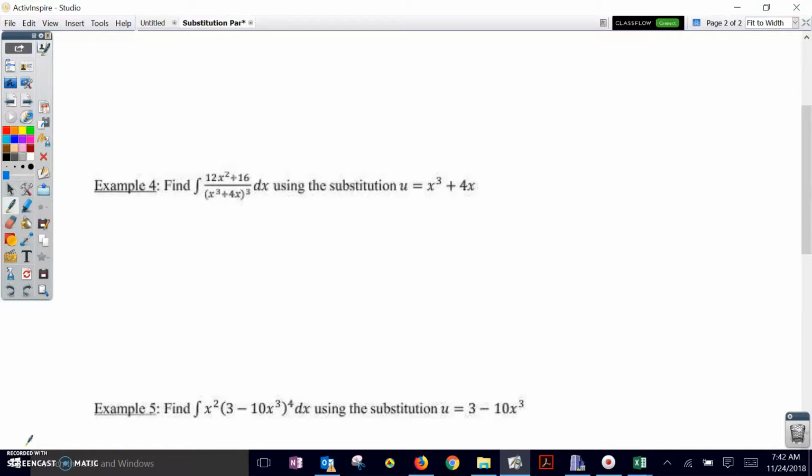Alright, welcome back everybody. In this video we're going to look at examples 4 through 6 from the Substitution Part 1 lesson. Training wheels are still on, so we're going to tell you what your substitution is. So look at example 4.